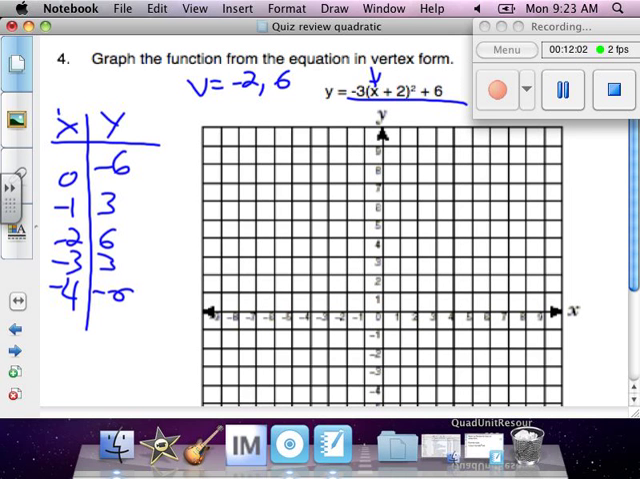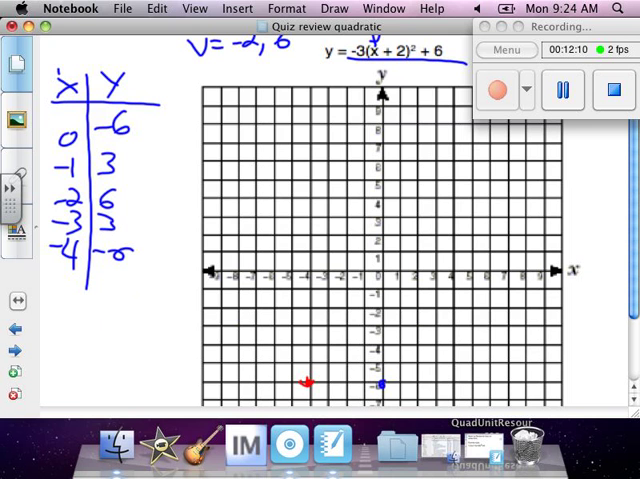Now, we're just going to plot those points. Simple as that. X value is 0. Y is negative 6. X value is negative 1. Y value is 3. X value is negative 2. Y value is 6. X value is negative 3. Y value is 3. X value is negative 4. Y value is negative 6. I am doing it that fast. I know you can plot points. All you're doing is plotting those 5 points, and you're done.